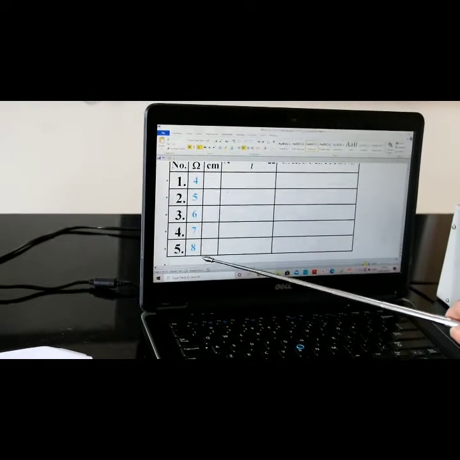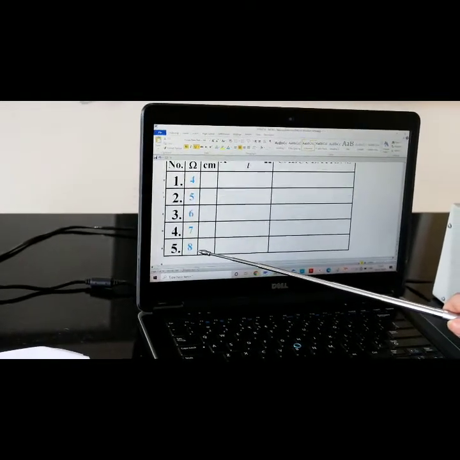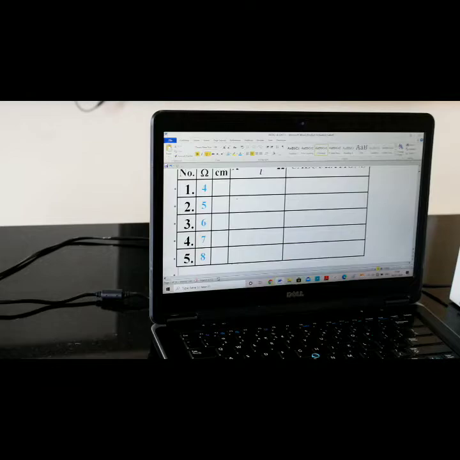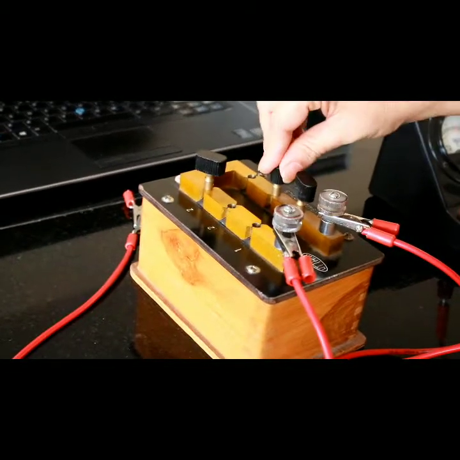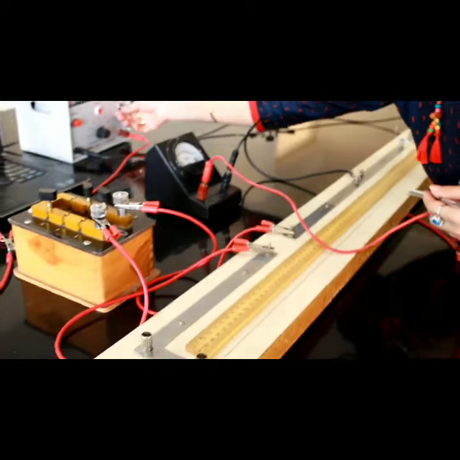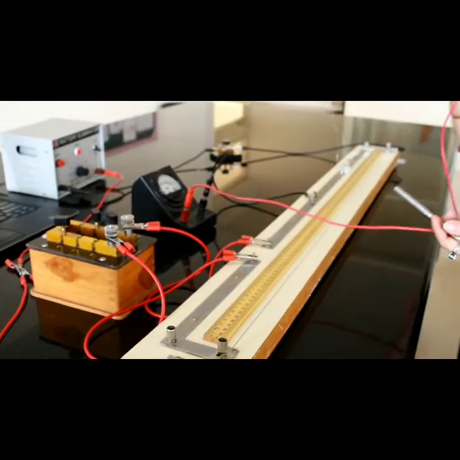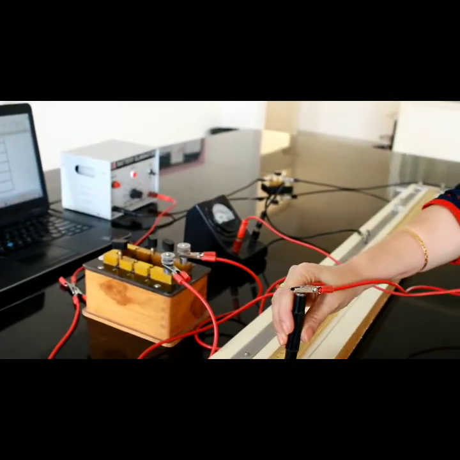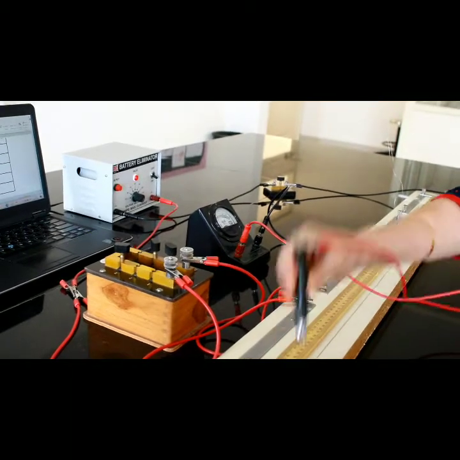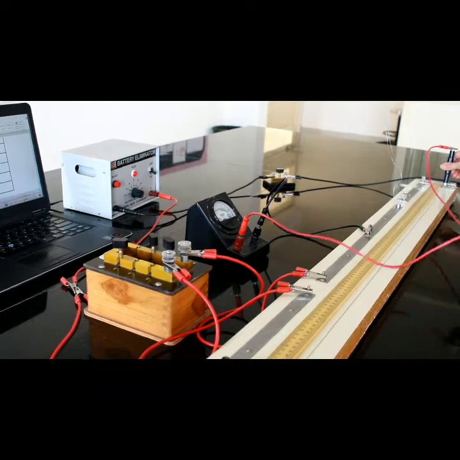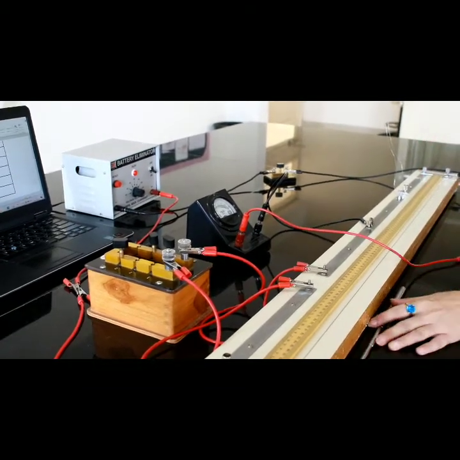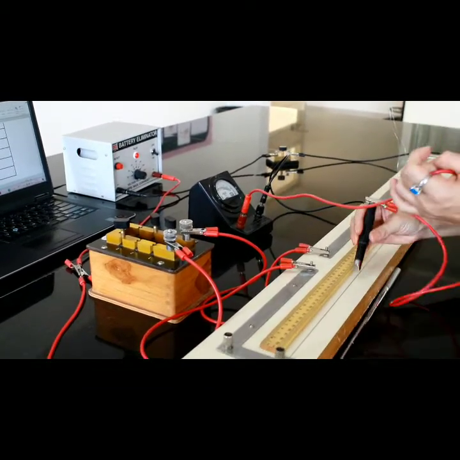So we move on to the last trial. 8 ohms we need to unplug from the resistance box. So this is 5, 6, 7 plus 1, 8. So 8 ohm, we'll tighten the other keys and we'll put on the battery and check for opposite deflection. So it is deflecting to the right and this side to the left. Then we will take the balance length.